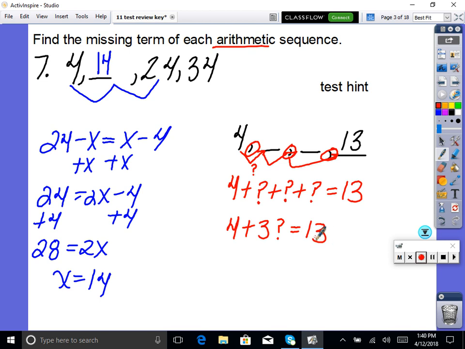So then we would subtract 4. So we have 3 question marks equals 9. So then question mark equals 3. Now remember, that just tells you what you were adding each time. That was your common difference. So we were adding 3. So 4 plus 3 is 7, plus 3 is 10, and then plus 3 is 13.